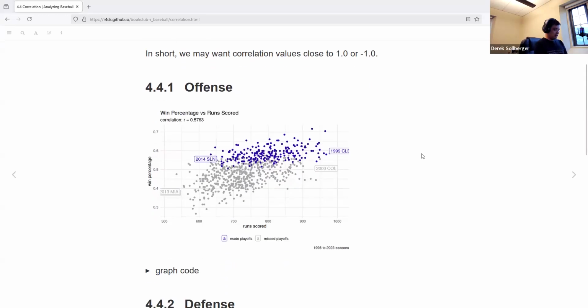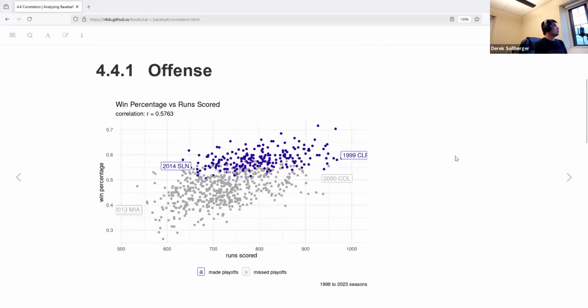Let's first look at the relationship between win percentage and runs scored. It makes sense in our intuition that if a team scores more runs, they're going to win more games. But what might be surprising is that the correlation value here of about 0.58 is not actually that high. So I wanted to just get that visually in front of us.